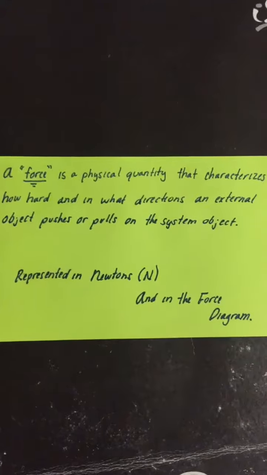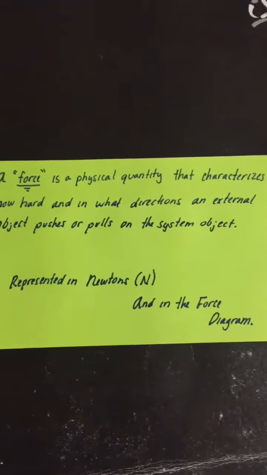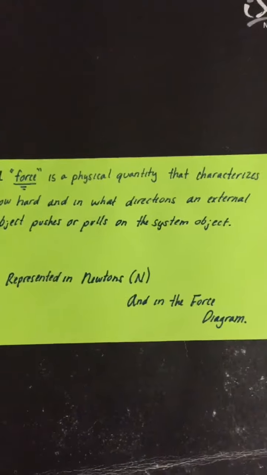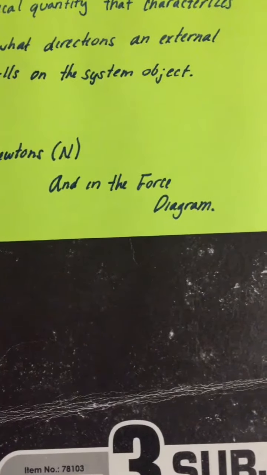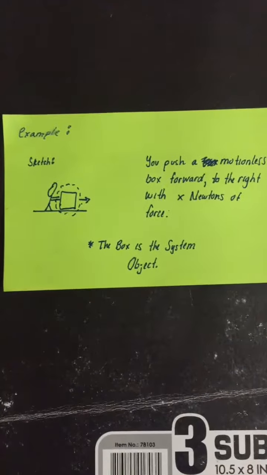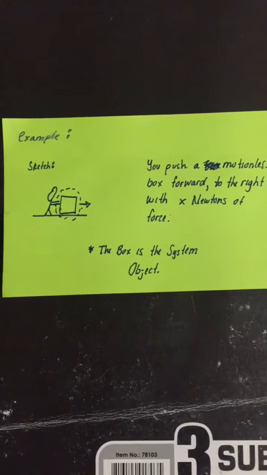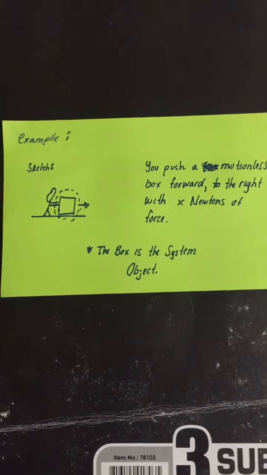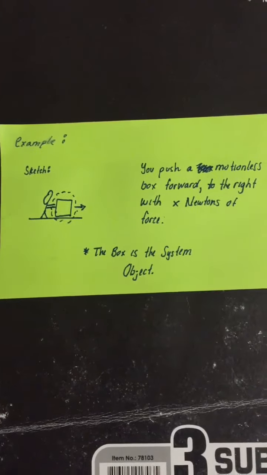A force is a physical quantity that characterizes how hard and in what direction an external object pushes or pulls on the system object. It's represented in newtons and in the force diagram, which we'll go over shortly. An example of a force is you pushing a motionless box forward to the right with x newtons of force. The box is the system object while you're the external object. You're exerting x newtons of force on the box.